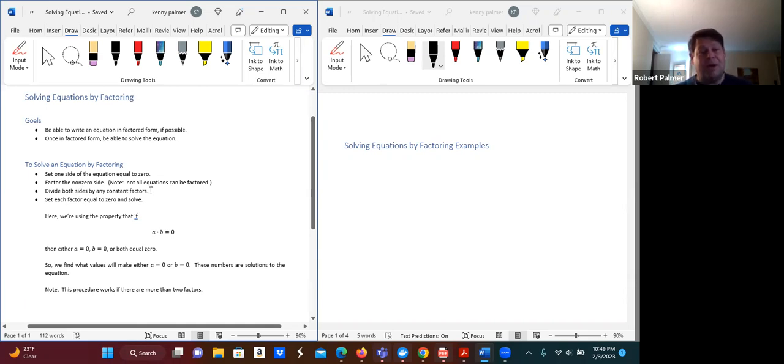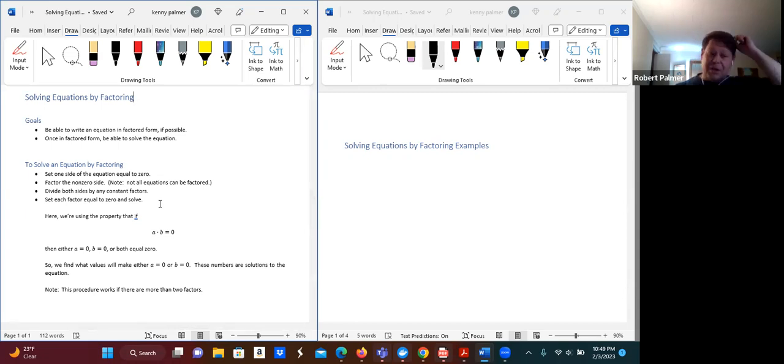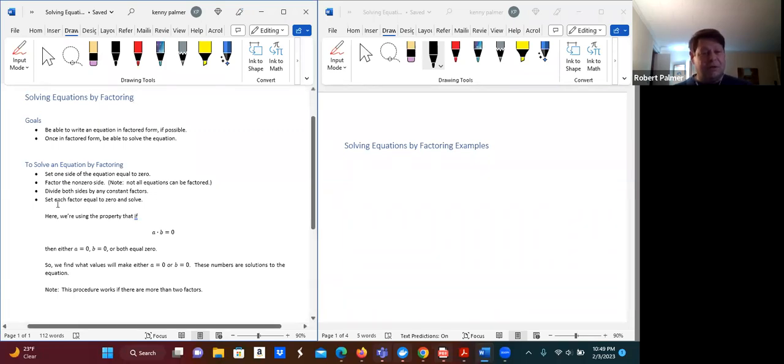Then divide both sides by any constant factor. So if there's a constant factor we'll be able to take out of everything, just get rid of it by dividing both sides through by it. It's not going to affect the solution either way, but it's helpful to get it out of the way. And then, to solve, it says set each factor equal to 0 and solve.